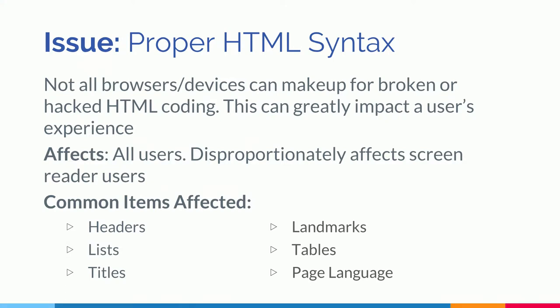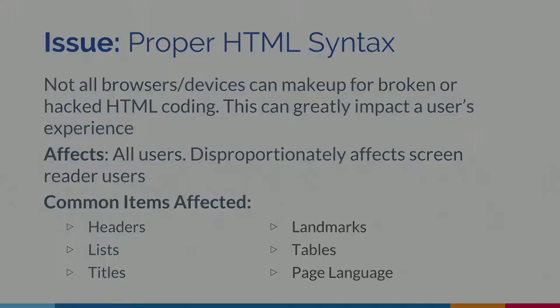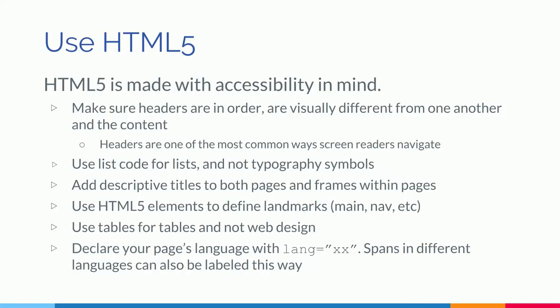This could be headers, lists, titles, landmarks, tables, page language. Making sure that you're using actual lists for list elements, actual tables for table elements, makes the content more navigable. And then also, use HTML5. I still see a lot of sites that aren't using a lot of the syntax that was developed with HTML5, which built a lot of accessibility into the back end. So the new navigation structures are things that screen readers can interact with.